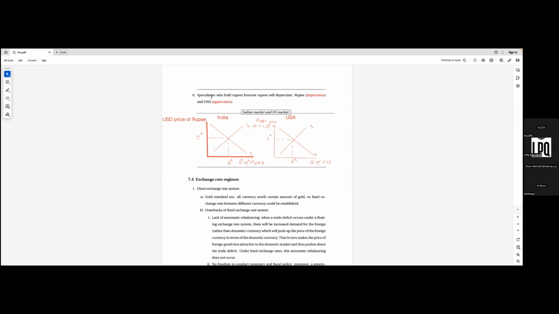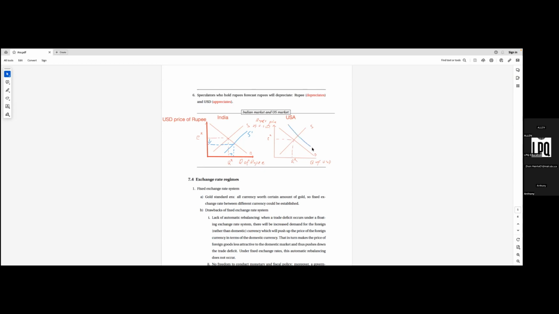Speculators who hold rupees forecast the rupee will depreciate. So as a speculator, as a trader, what do you do? You want to sell them as soon as possible, because you expect the price of the Indian rupee to decrease, so you no longer want to hold them. Before the price begins to decrease, you want to sell. Your sale actually accelerates the price decline. If all the speculators sell off their Indian rupees, it speeds up the decline, so the rupee will depreciate.